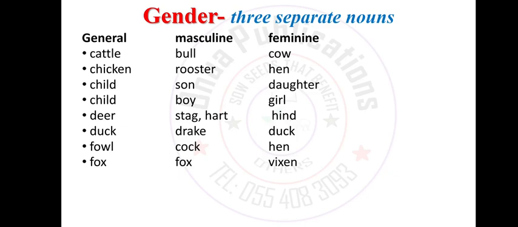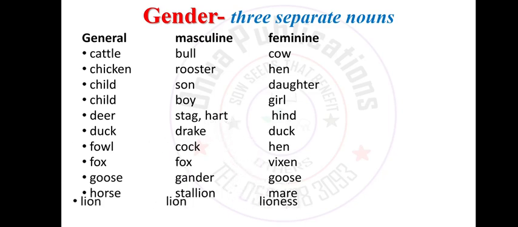Fox, vixen. Goose, gander are all there. So we say what is good for the goose is good for the gander. Horse, stallion, mare. Lion, lioness. So when you say lion, in fact, it's a general name. It also refers to the male as well.